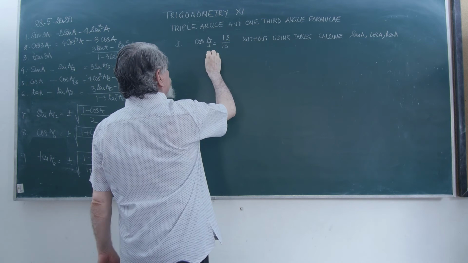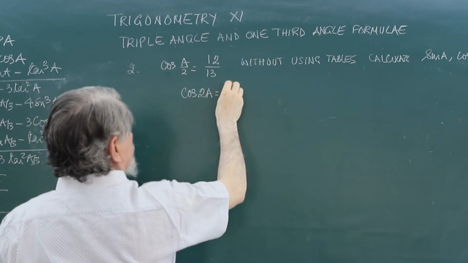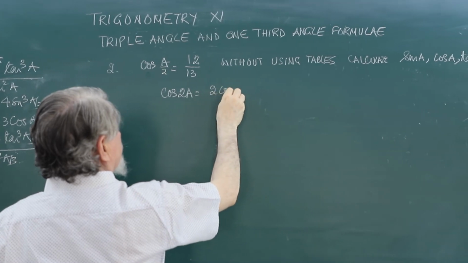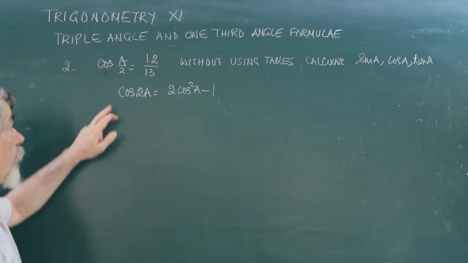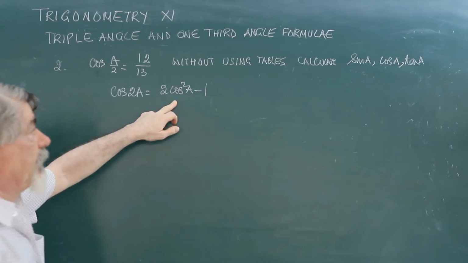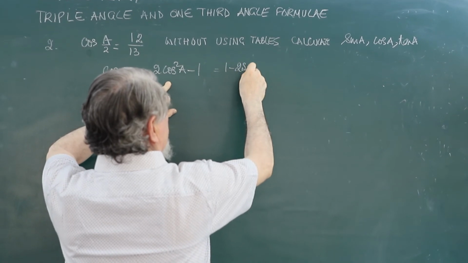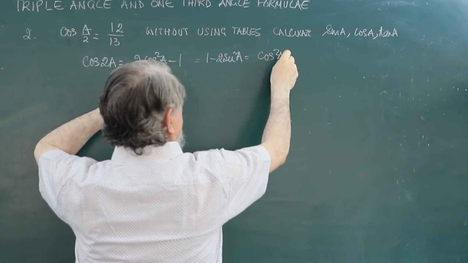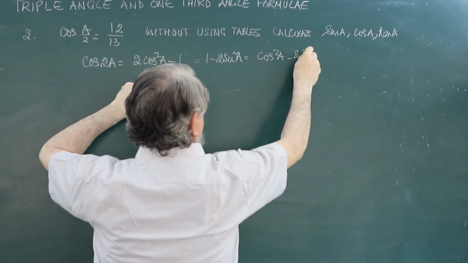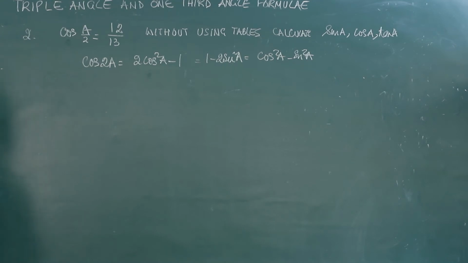We know cos 2A is 2 cos square A minus 1. It is also 1 minus 2 sin square A. It is also cos square A minus sin square A. Every time I am writing all three formulas so that you can remember.